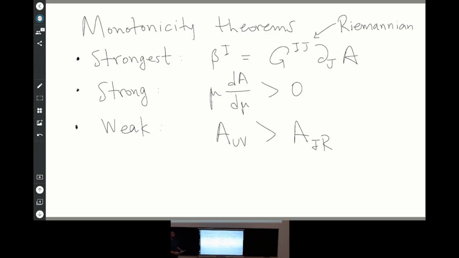Yeah, I'll talk about 4 dimensions today and also 4 minus epsilon, and you can expect these statements to also make sense in fractional dimensions.